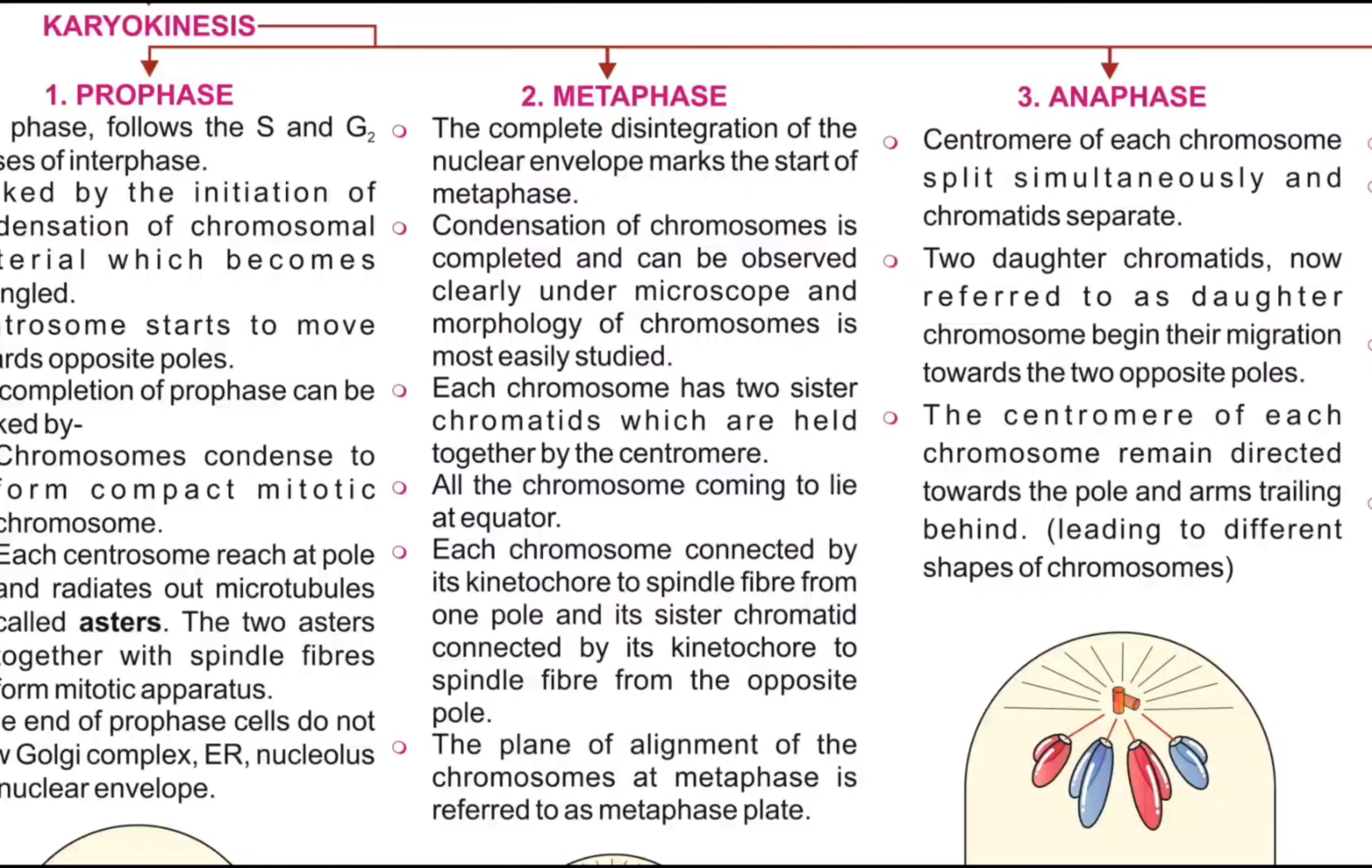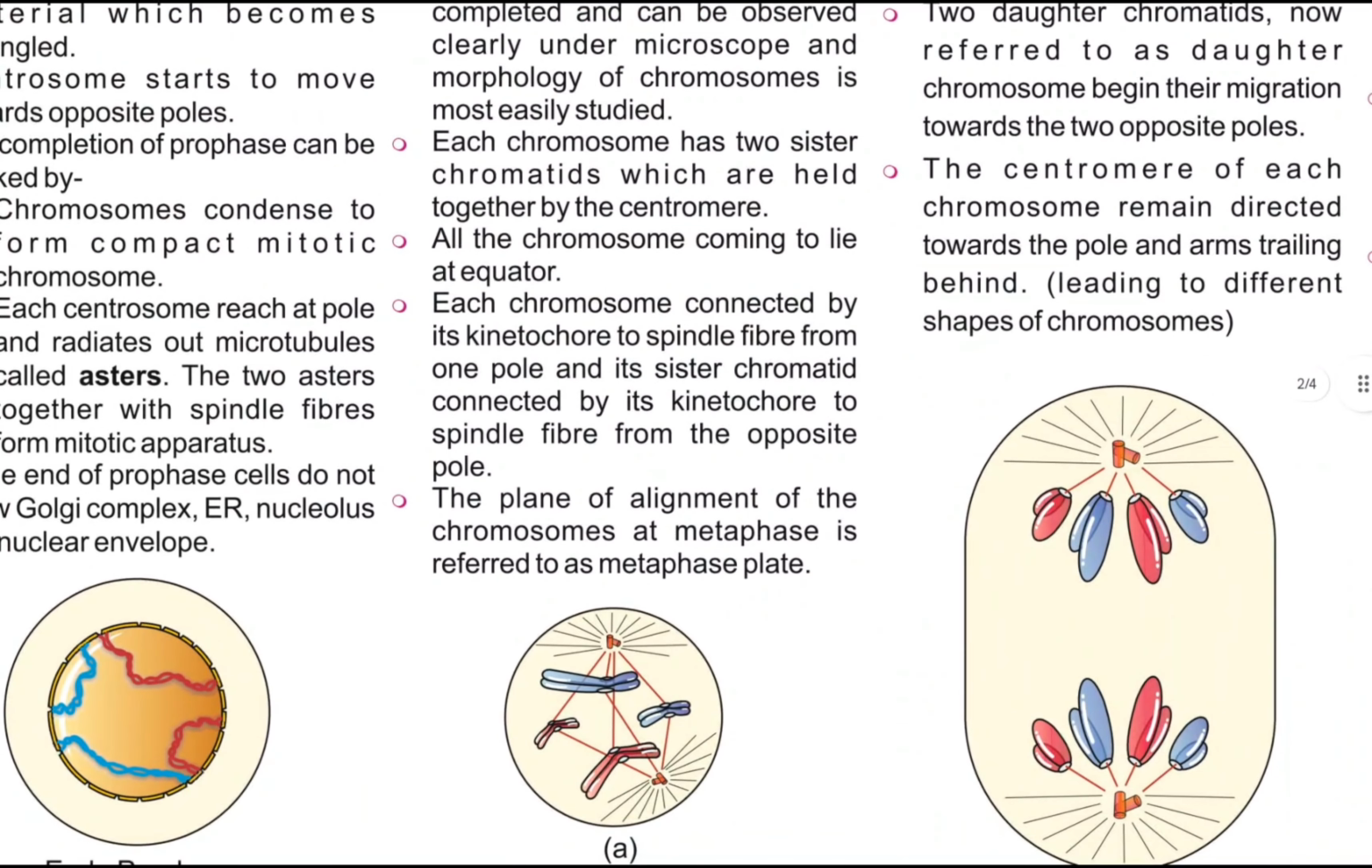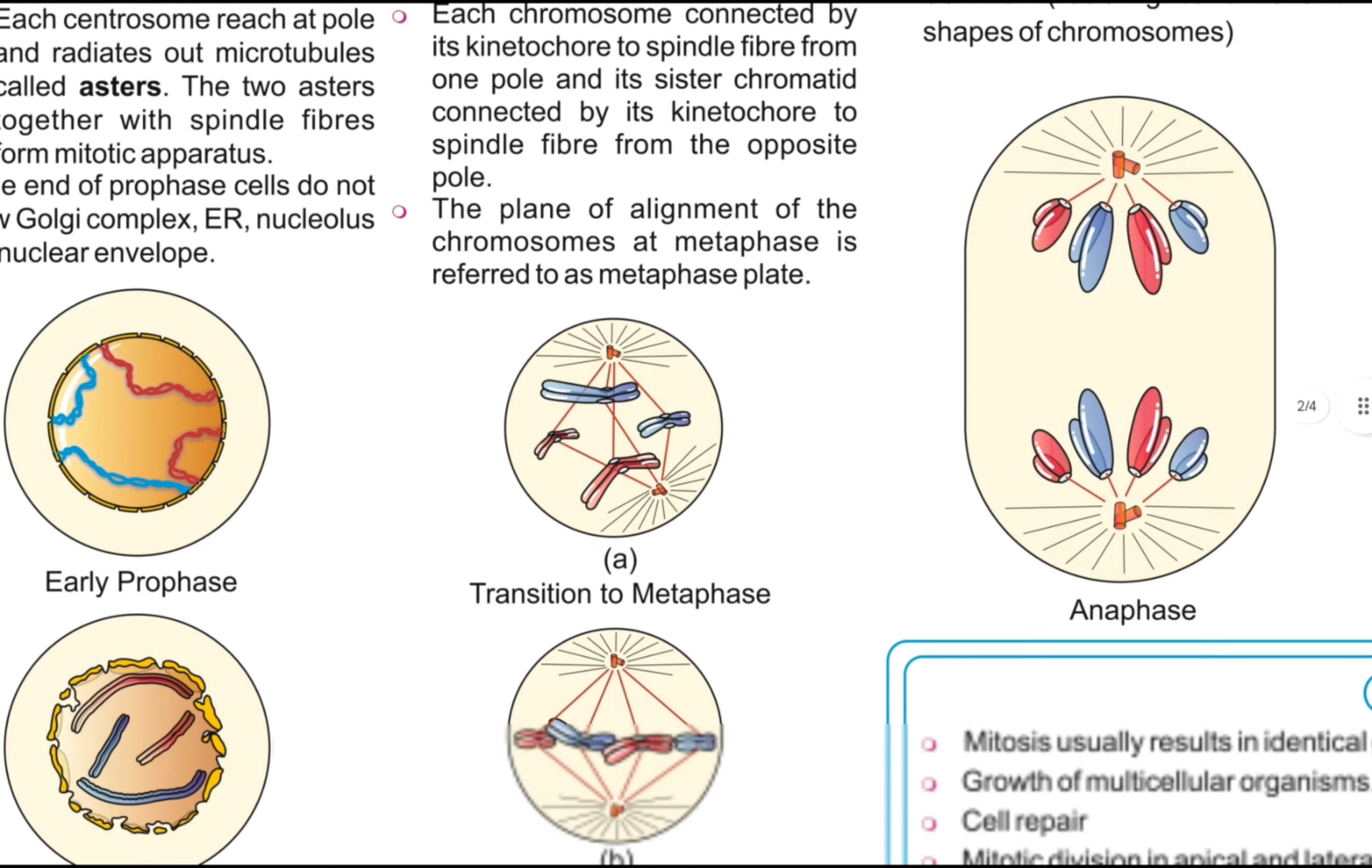Metaphase. The complete disintegration of the nuclear envelope marks the start of metaphase. Condensation of chromosome is completed and can be observed clearly under microscope, and morphology of chromosomes is most easily studied. Each chromosome has two sister chromatids which are held together by centromere. All the chromosomes come to lie at the equator. Each chromosome is connected by its kinetochore to spindle fiber from one pole and its sister chromatid connected by its kinetochore to spindle fiber from the opposite pole. The plane of alignment of the chromosomes at metaphase is referred to as metaphase plate.